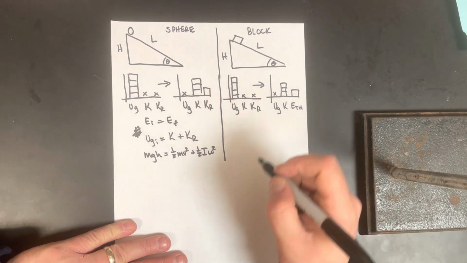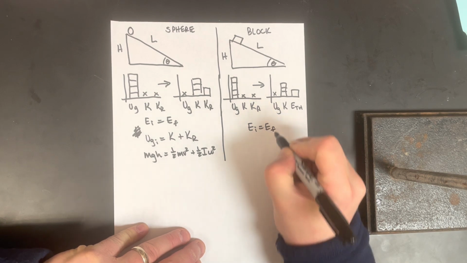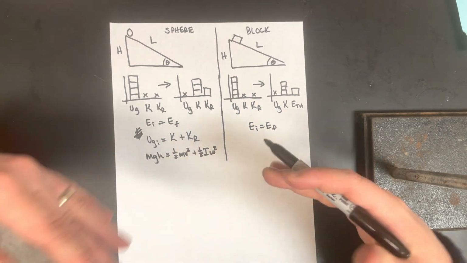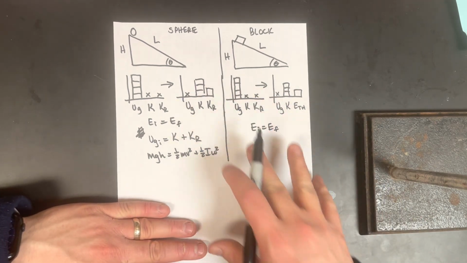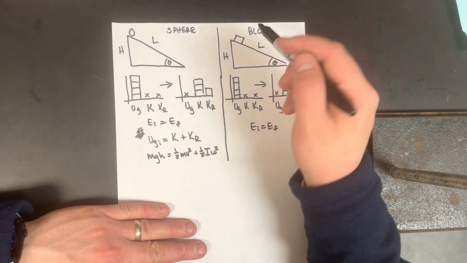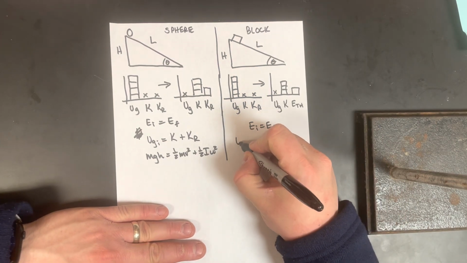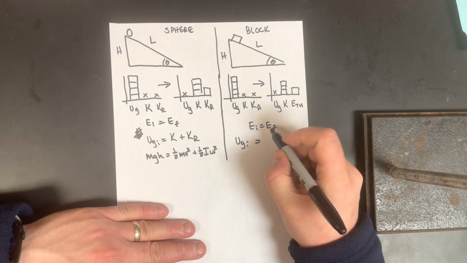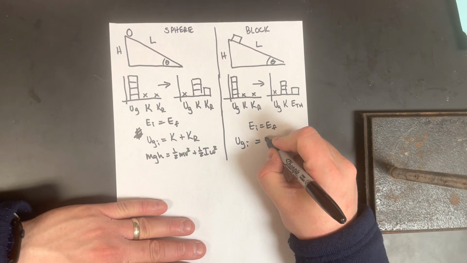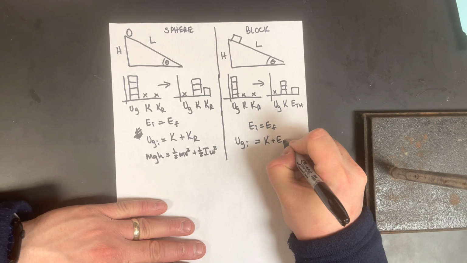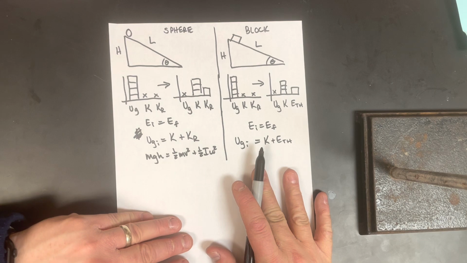For the block, I'm still going to start with a closed system, and we'll talk about an alternate option in a second. If you took a picture of the key on the yellow sheet, it actually did use an open system, but I'm going to solve it here with a closed system, which would include the block, the Earth, and again, the ramp. So this time I'm going to start with gravitational potential, and I'm going to end with kinetic and thermal energy.